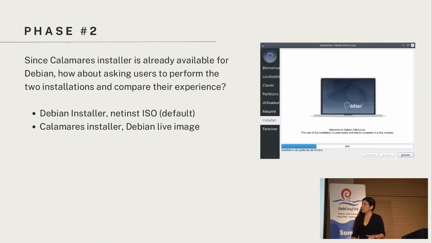In phase 2, we already did this overview of how Debian is placed in the universe of other distros, but now, diving into Debian, how can we improve our situation? Calamares is already available for Debian in the live image, so why not compare those two experiences? That was the idea of this second round. We compare the Debian installer, again the netinst ISO, which is the default, and the Calamares installer from the Debian Live.